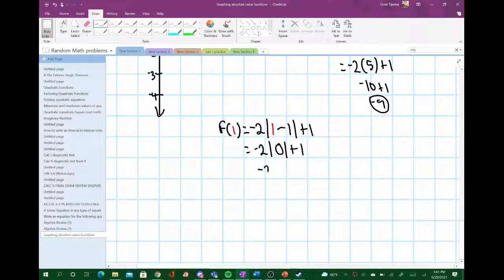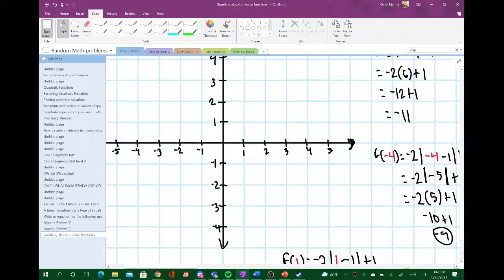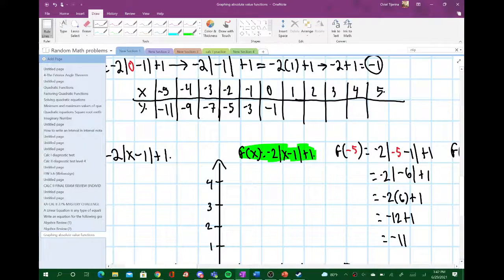So that'll be negative 2, and then what is the absolute value of 0? That's just going to be 0, plus 1. And then what is negative 2 times 0? That's 0. And then plus 1. What is 0 plus 1? That's just 1. So when x equals 1, y equals 1.